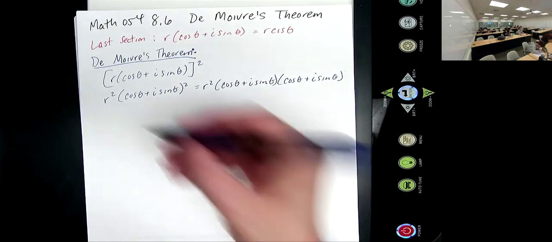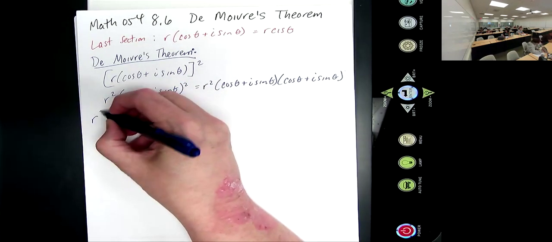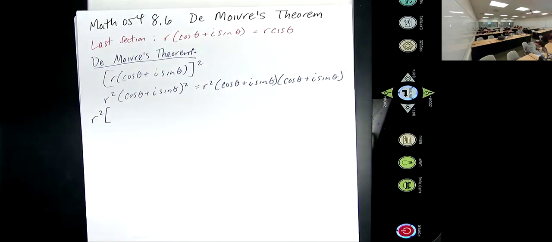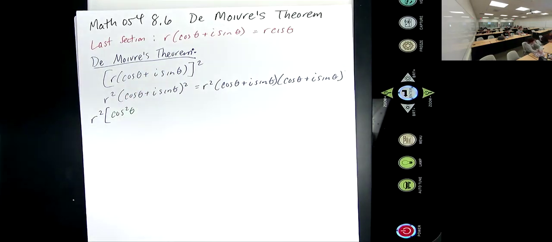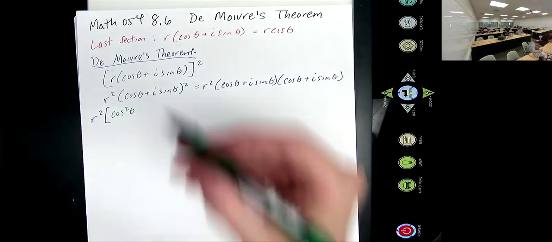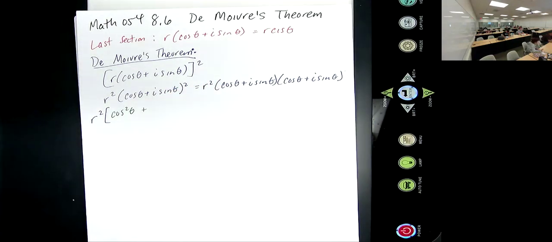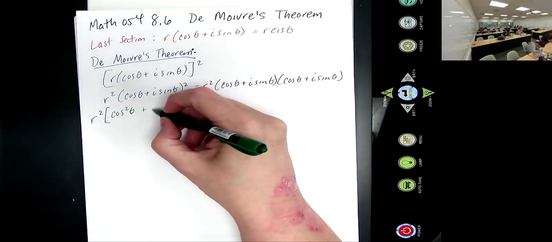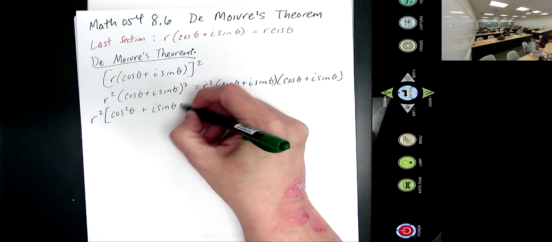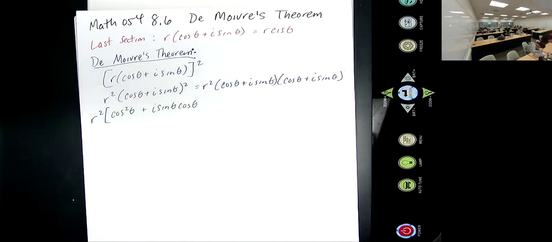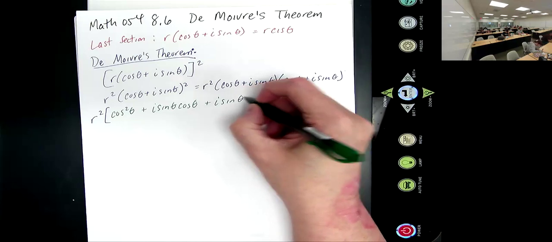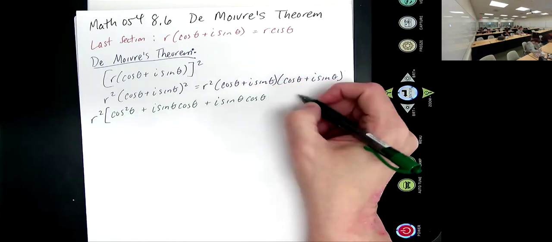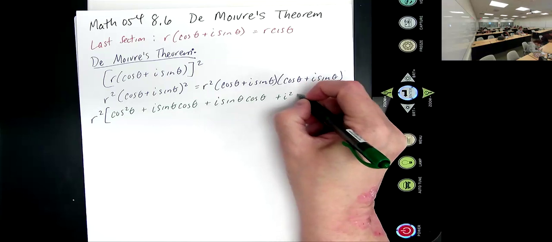So let's multiply that out. We've got R squared times whatever we got in parentheses here. I have a cosine squared theta, plus I have an I sine theta cosine theta, and I actually have another one of those, so I have two of those. And then I have I squared sine squared theta.